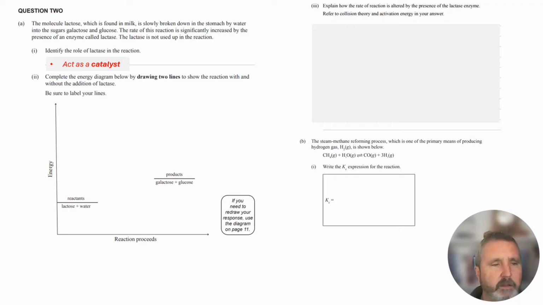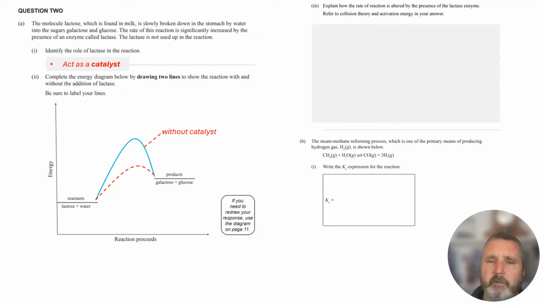Okay, the next thing they want us to do is complete an energy diagram by drawing 2 lines to show the reaction with and without the addition of lactase. So we're going to show the reaction with the activation energy before having the catalyst and after. So here is an example of a line showing the activation energy hump, and this is without the catalyst, and here's the dotted line with the catalyst. Notice the height of the activation energy is significantly smaller with the catalyst because it provides an alternative pathway.